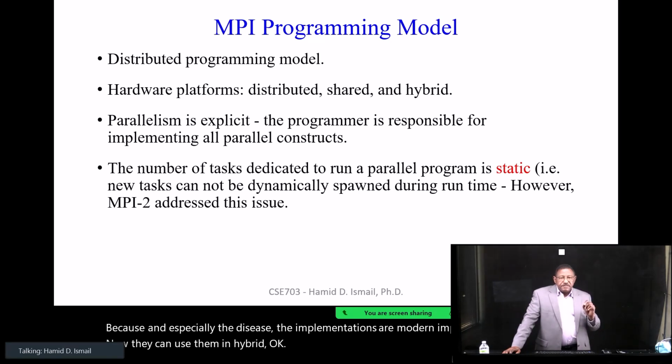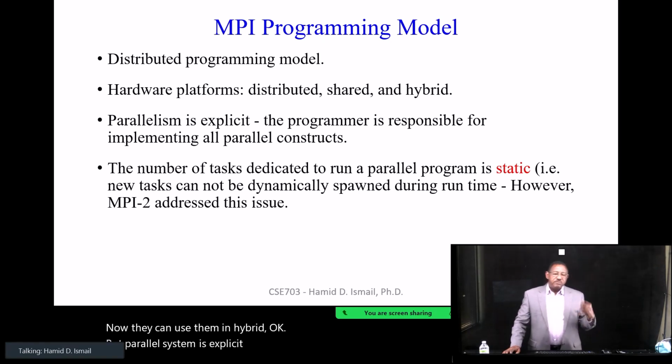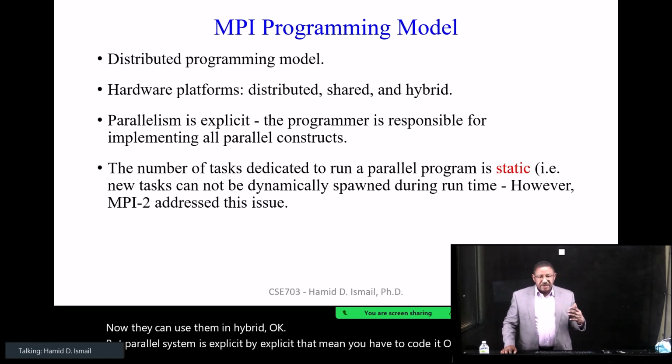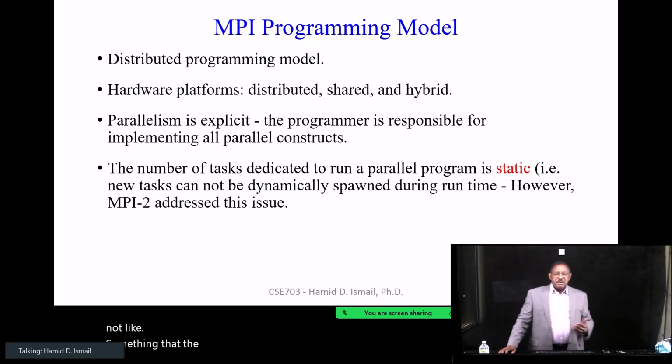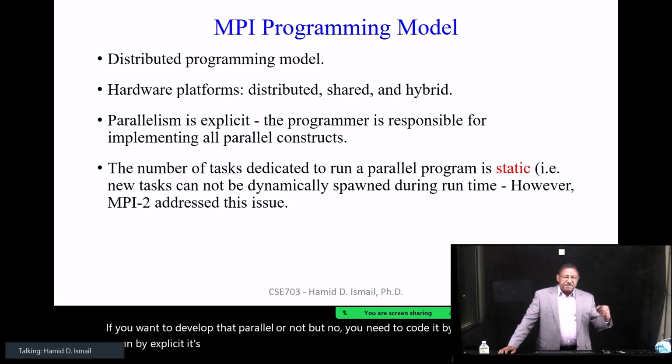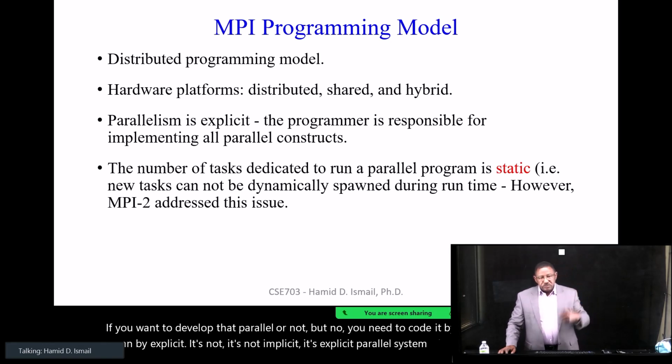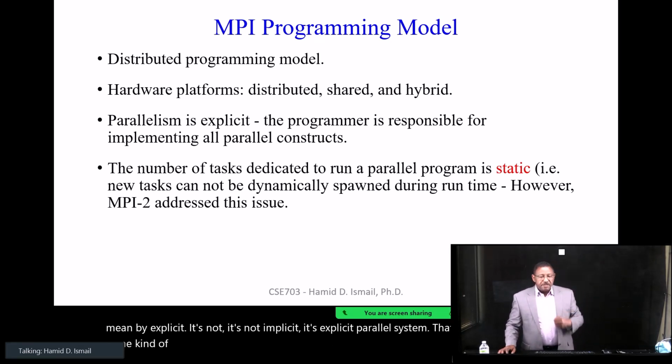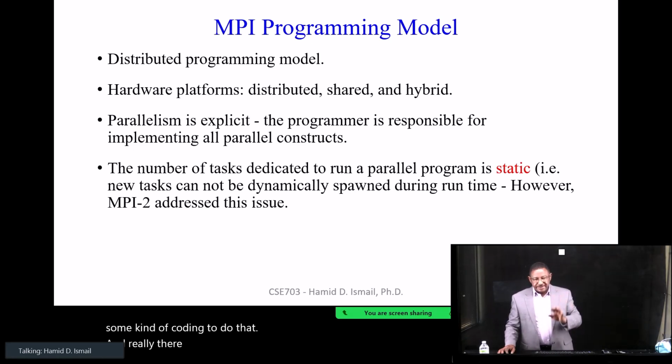But a parallel system is explicit. By explicit, that means you have to code it. It's not something that the compiler will understand, whether you want to develop it in parallel or not. No, you need to code it, and that's what we mean by explicit. It's not implicit. It's an explicit parallel system. That means you have to do some kind of coding to do that. And really, there is something very important I want you to understand.